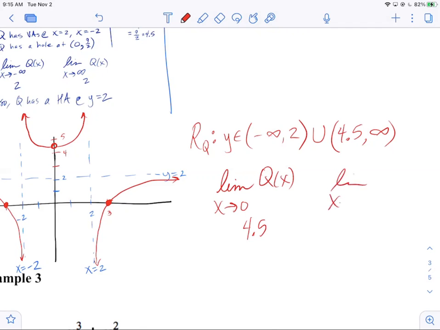And let's do this one. Limit as x goes to -2 from the left.